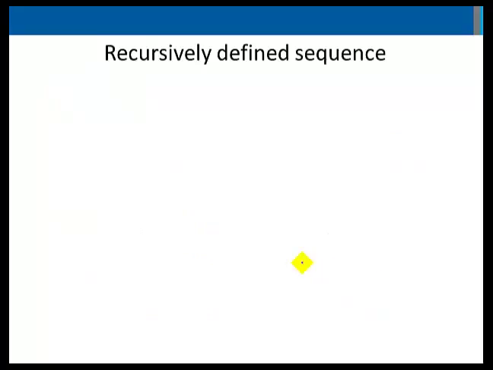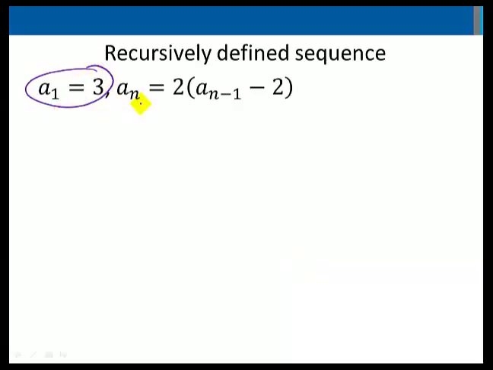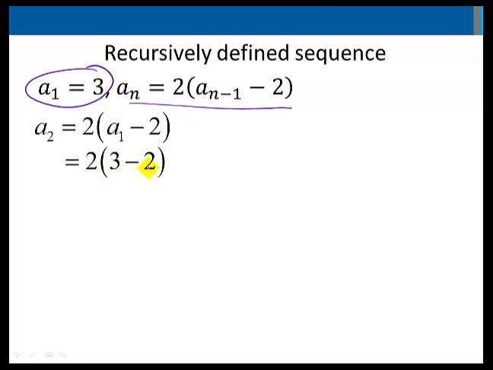A recursively defined sequence. In this sequence, we're given the first term and a formula for finding remaining terms. To find A sub 2, we plug 2 in for n. We have 2 times A sub 2 minus 1 minus 2, which is equal to 2 times A sub 1 minus 2. We then replace the A sub 1 with 3. We'll have 2 times 3 minus 2, or A sub 2 is equal to 2.